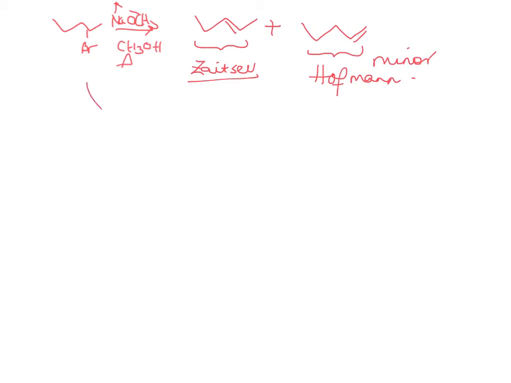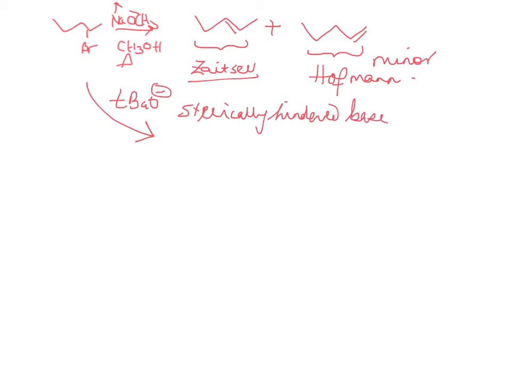So what I just said is that if you treat this with a t-butoxide, which is a sterically hindered base, you're going to end up seeing more of the Hoffman, so that becomes your major, and Zaitsev will become your minor product. It probably is also worth mentioning here that Hoffman elimination is favored by certain leaving groups.